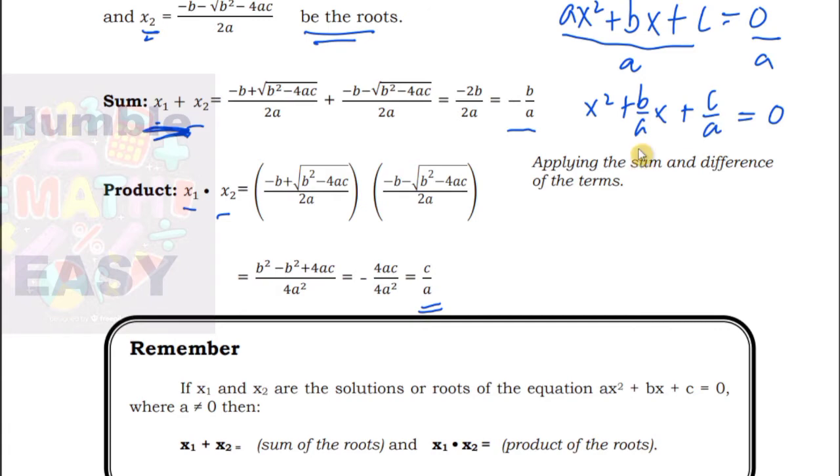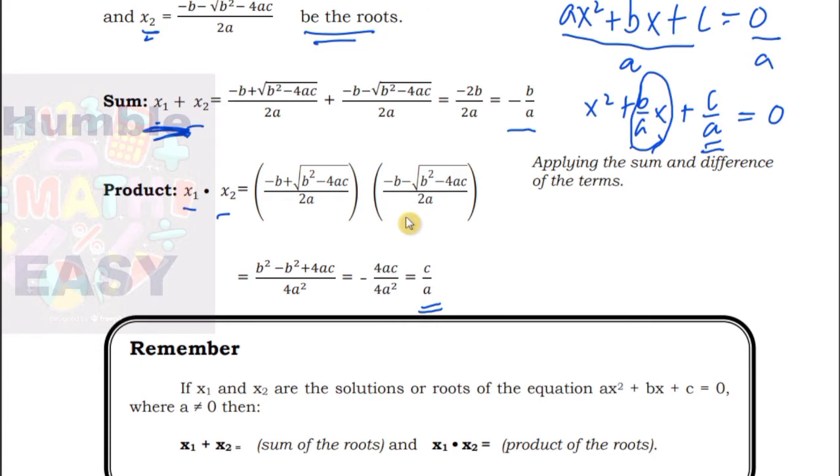So if we get the sum based on the linear term, which is b over a, the sum of the two roots is the negative, the opposite, of b over a. So negative b over a is the sum of the two given roots. Then c over a is the product of the two given roots.